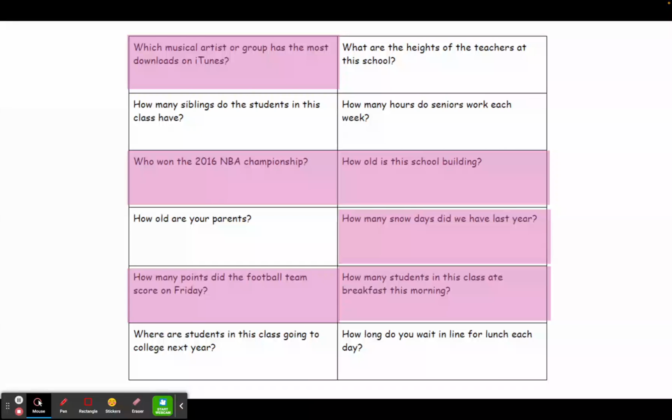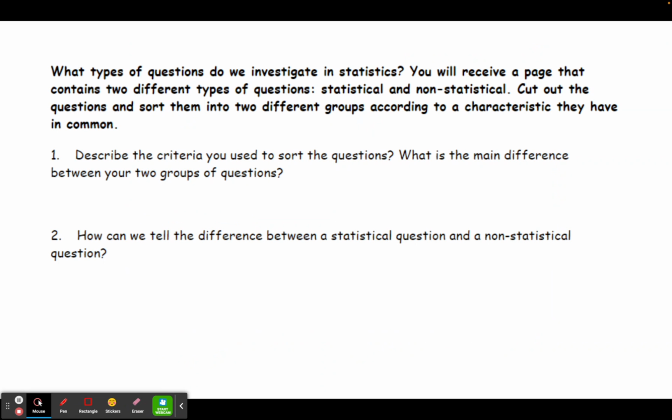If we look at the question, where are students in this class going to college next year? Again, if we go up and ask lots of different students, we're going to get lots of different answers. Somebody might say Michigan, Michigan State, Central Michigan, Western, and all of those are correct, but everybody has a different answer correct for themselves. So all the rest of these are questions that have more than one right answer. In other words, their answers vary. And that's what we care about in statistics.